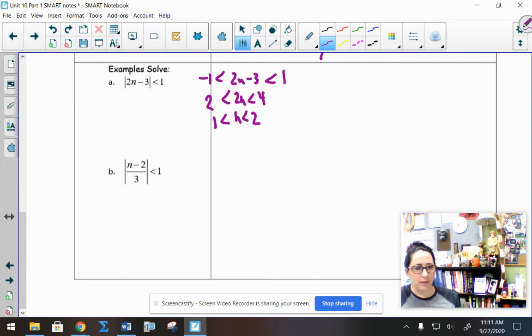We could plug in some values. At 0, I know I'm at 3. Plug in maybe 1. At 1, I am at 1. Okay. And we could keep graphing.